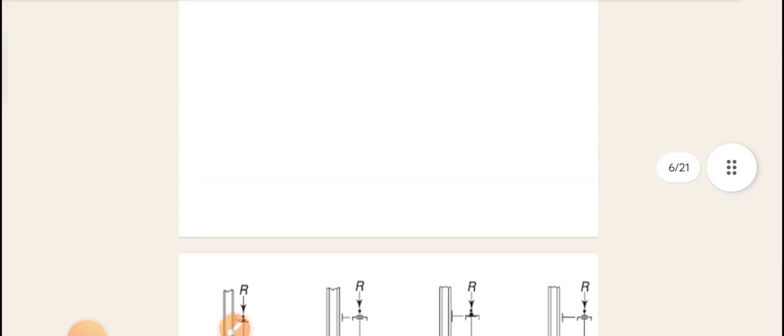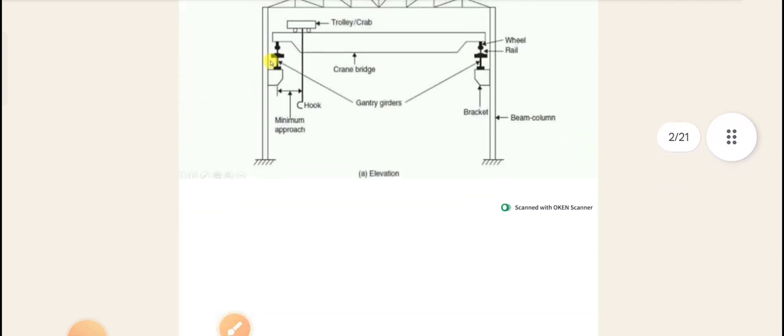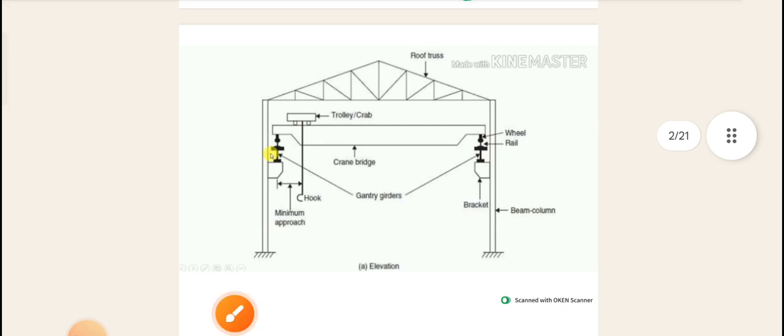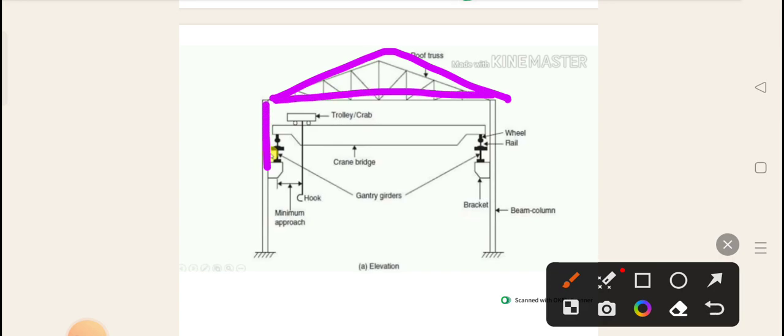Before that, first we'll know what a gantry girder is and how it works. If you are seeing this one, this is called the roof truss. If you go to any industry, usually it is built with a steel structure. This is one type of roof, and this is your column.